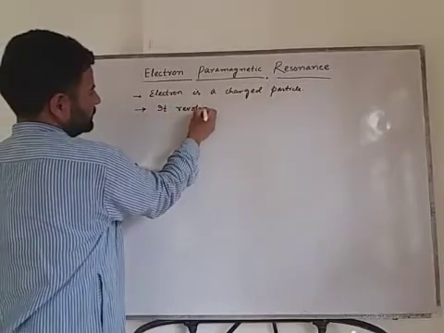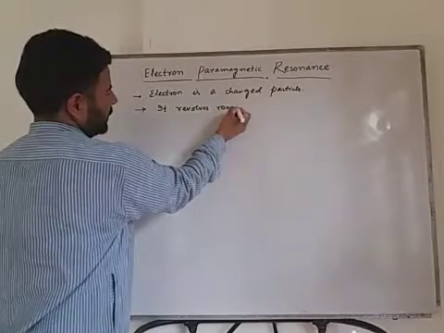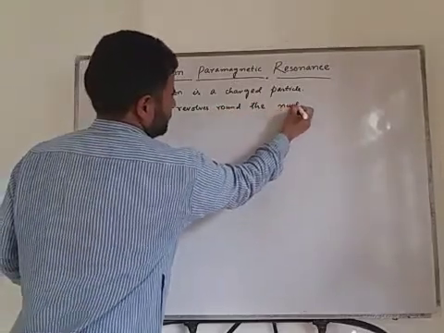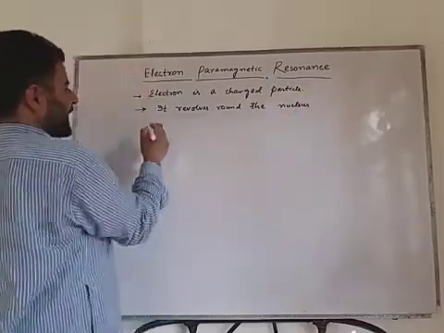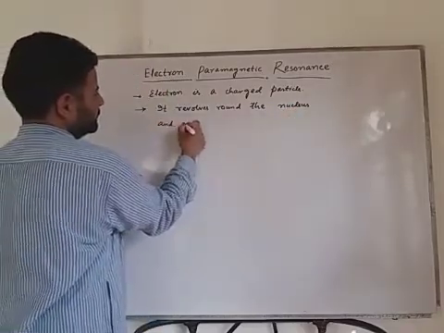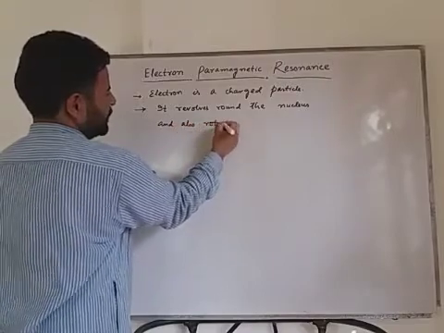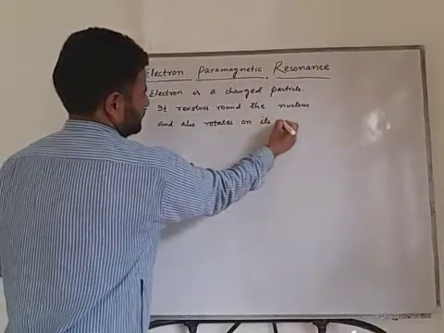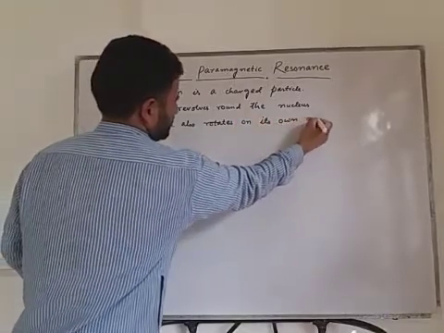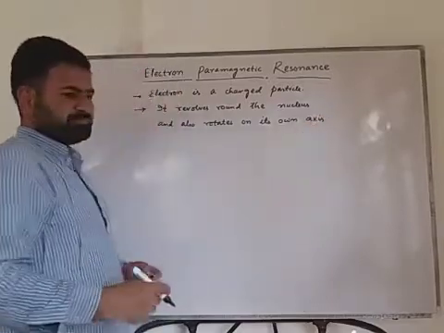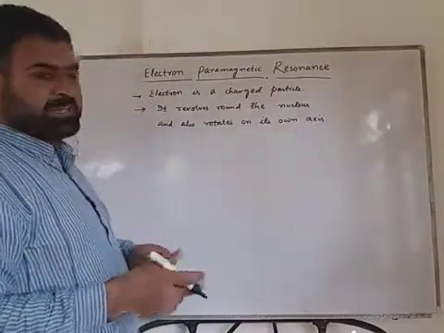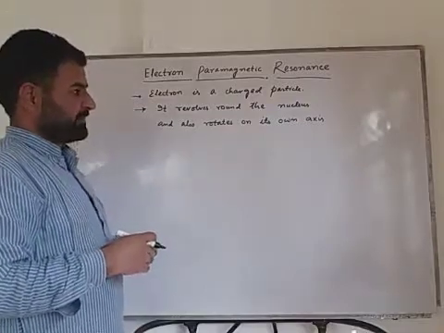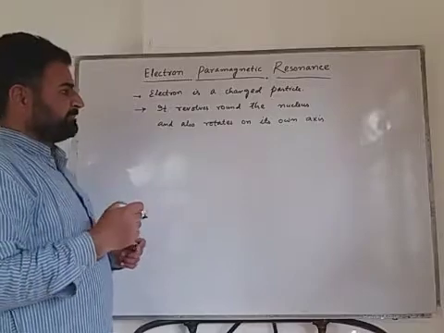revolves around the nucleus and also rotates on its own axis. It revolves around the nucleus, that means it has an orbital motion, and also it rotates on its own axis, that means it has spin on its own axis.